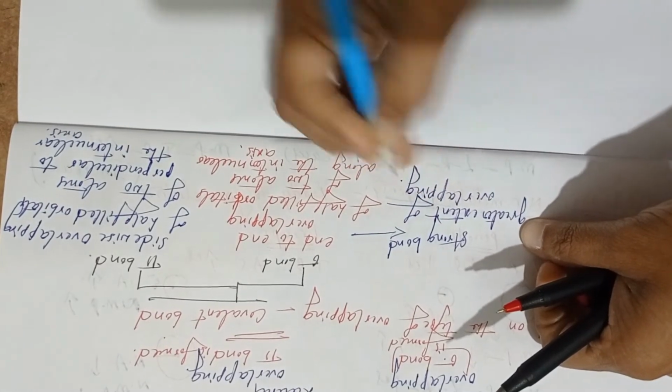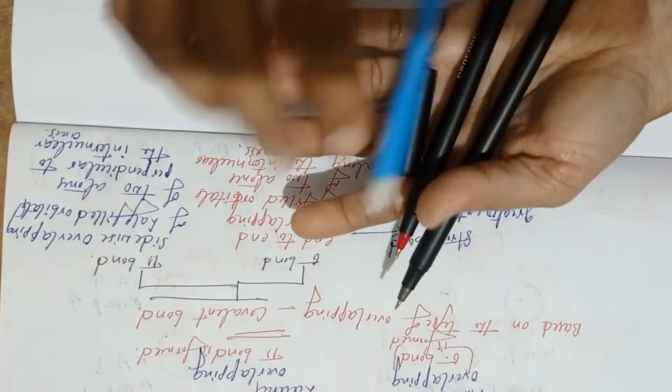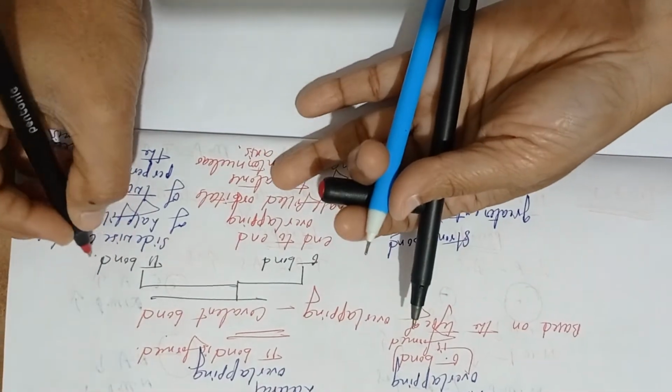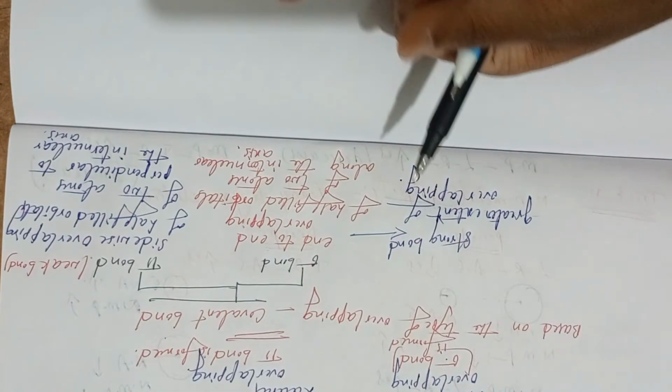Understood? Greater extent of overlapping, it is a strong bond. Pi bond is a weak bond, students. Why is it a weak bond? It is a weak bond because of smaller extent of overlapping.